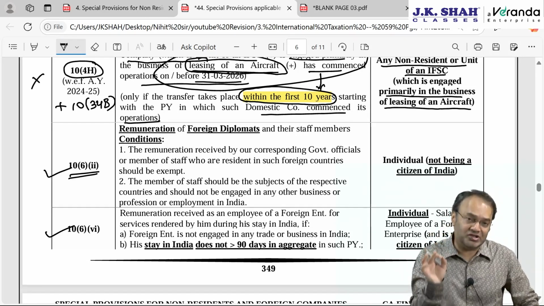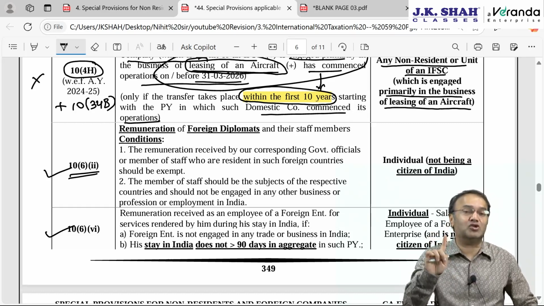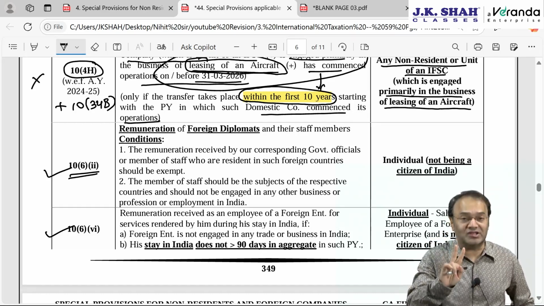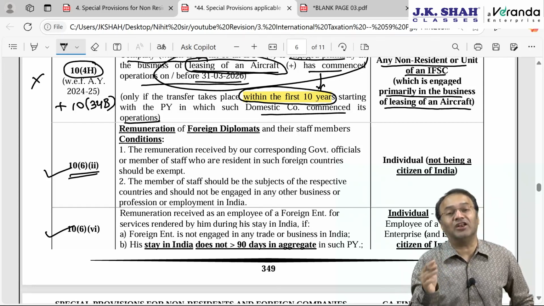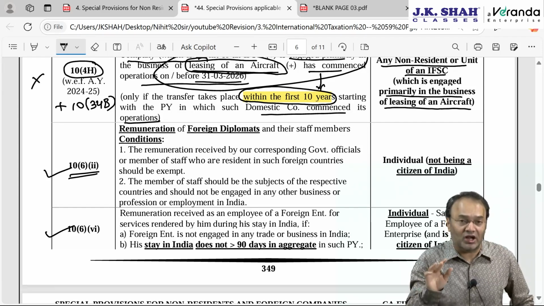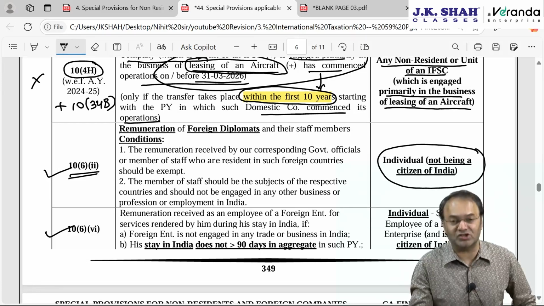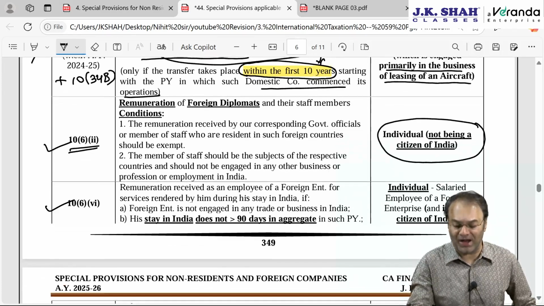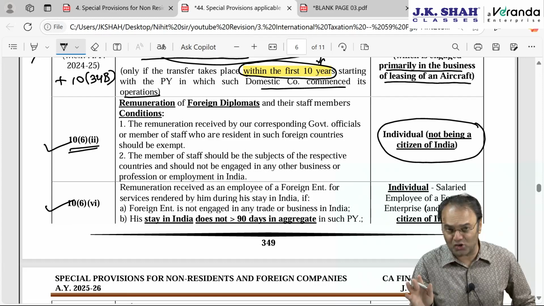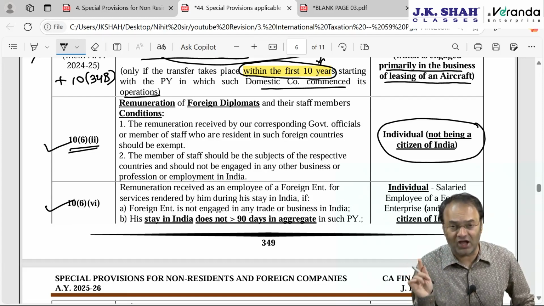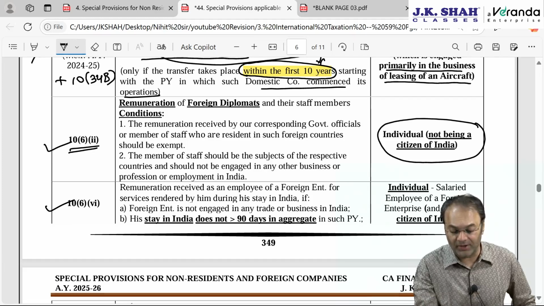Now, that person is staying in India, but he should be a citizen of USA, a citizen of that foreign country. As far as residential status is concerned, he might have become a resident in India, but we are not commenting upon residential status. He should be an individual not being a citizen of India. His citizenship only matters. His residential status does not matter. That is a key point to be remembered. He should not be a citizen of India. He should be a citizen of his foreign country.